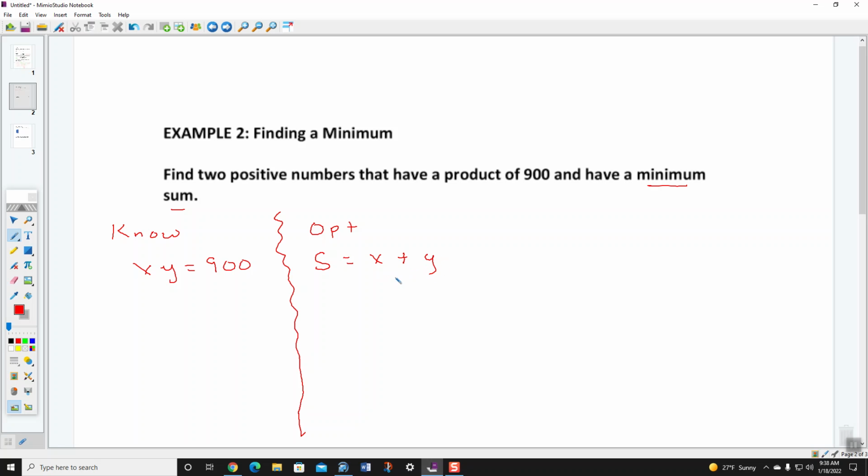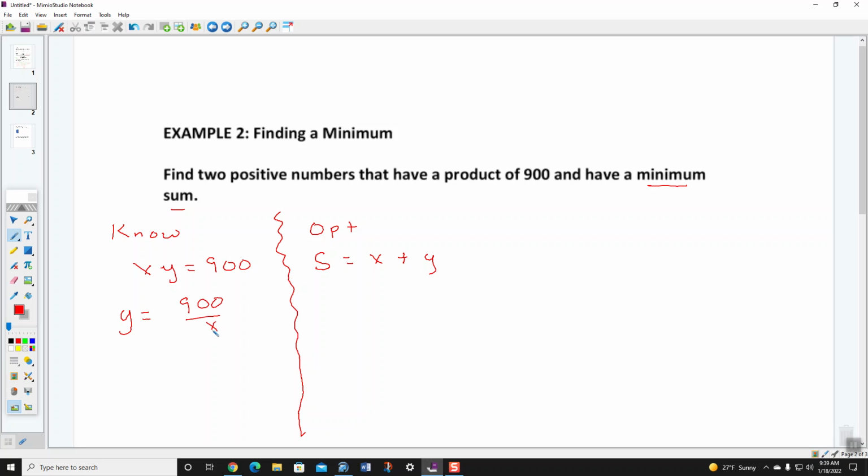Yeah. So we go back to what we know when we get a variable alone. I can get x alone or I can get y alone. I like to get y alone. I just think it's easier to leave everything in terms of x. I could get x alone and plug it in here if you want to. Totally your call. You're going to get the same answer no matter what. I like to get y alone. What would y equal here? 900 over x.